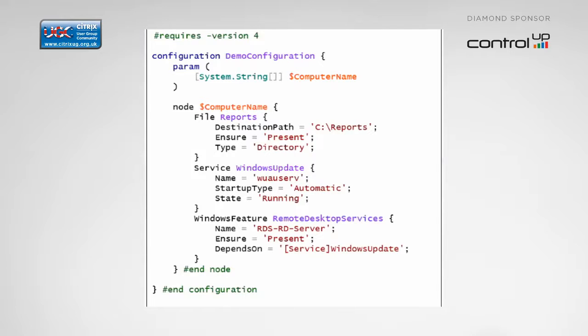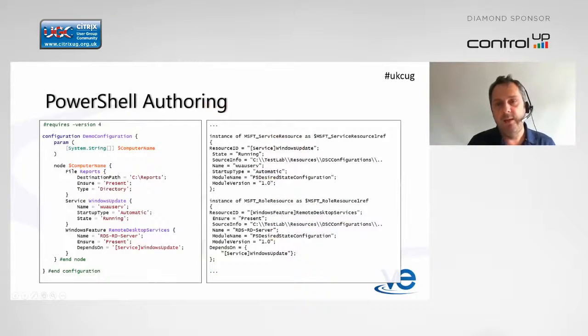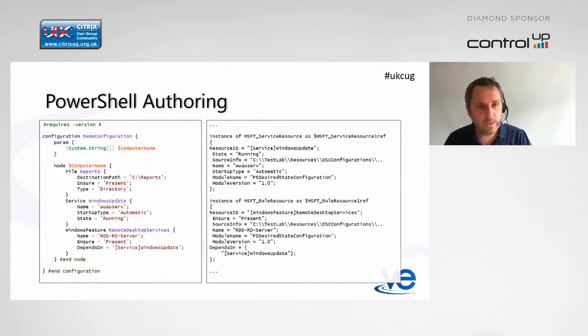And when we create a configuration, it spits out a MOF file, and it's just a text file. And you can see it's a textual representation of what we've defined in our configuration. You're not going to be handcrafting these, but you could, if you didn't want to use PowerShell to generate your configurations. So let's have a demo.